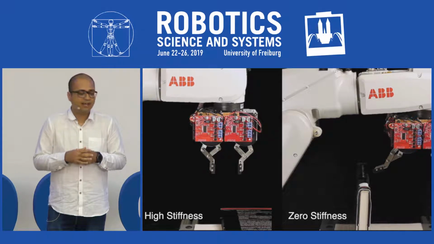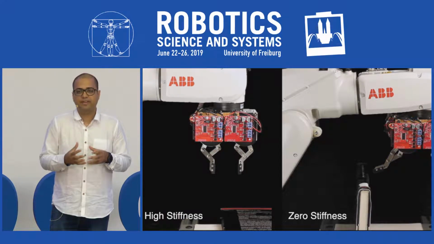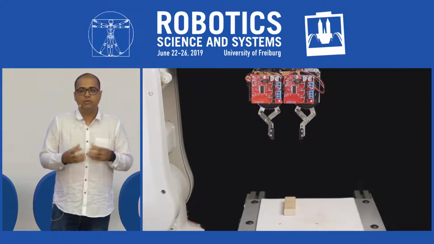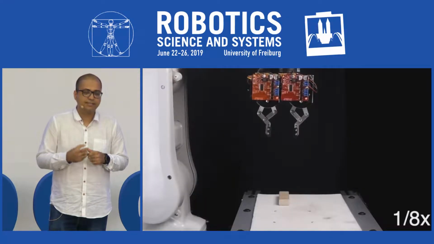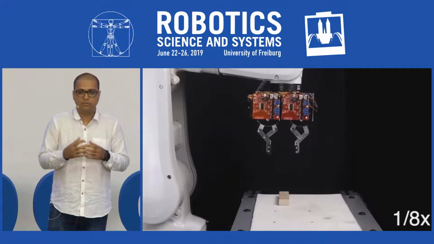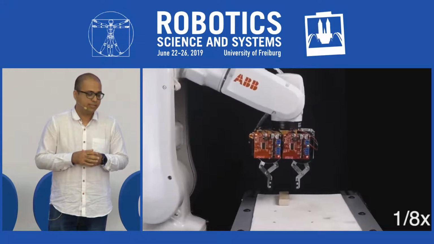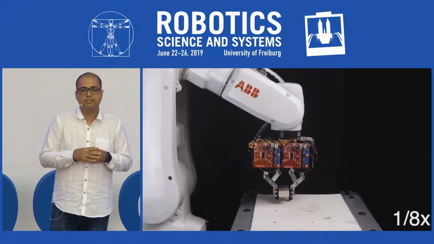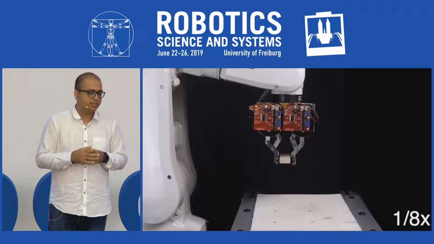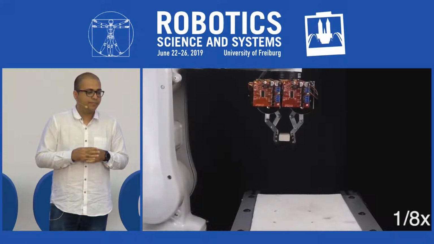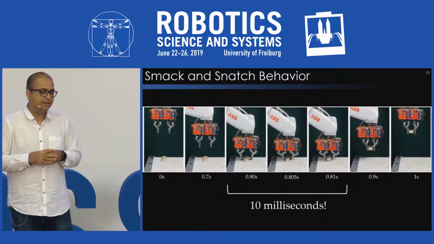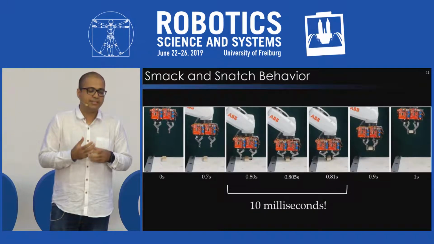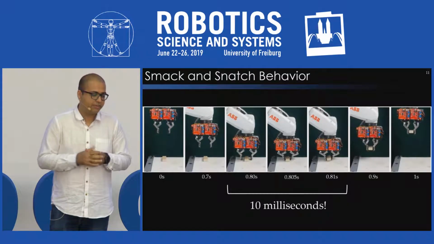To test and validate the benefits of direct drive actuation, we encode a smack and snatch grasping behavior. The hand smacks into the table and snatches the object so quickly that the arm never has to stop. The fingers act as a contact sensor and manage the collision impulse. The grasping behavior takes about 10 milliseconds and is robust with a success rate of 86% over 50 trials.